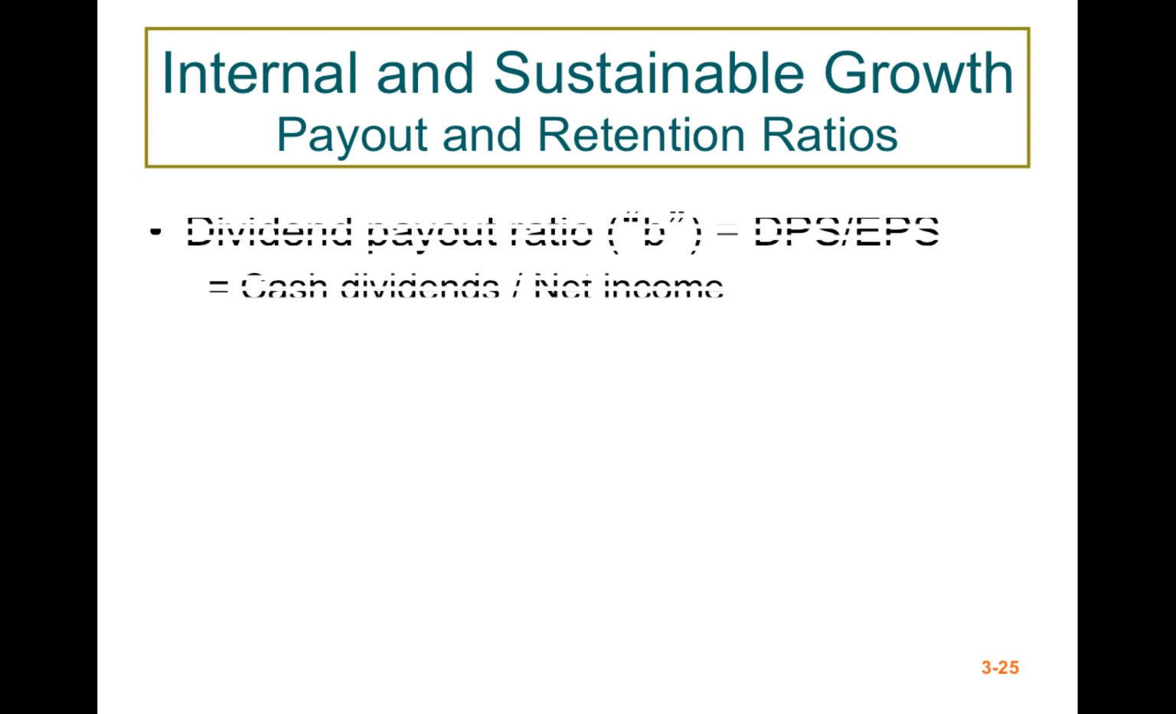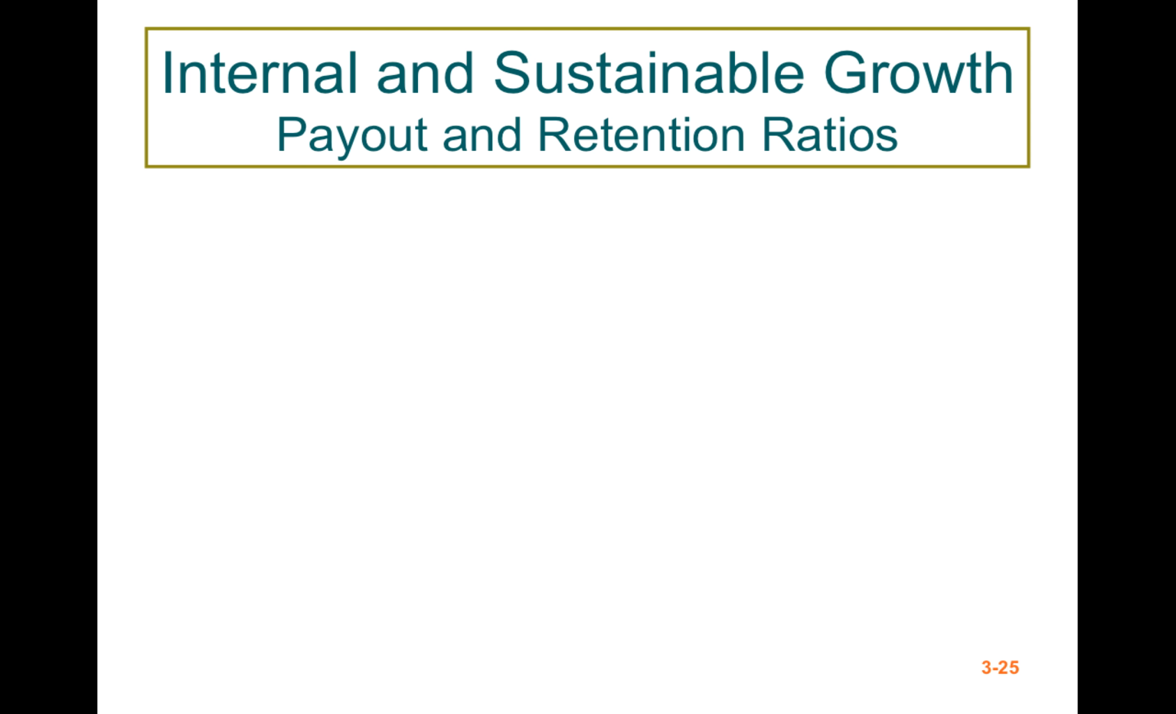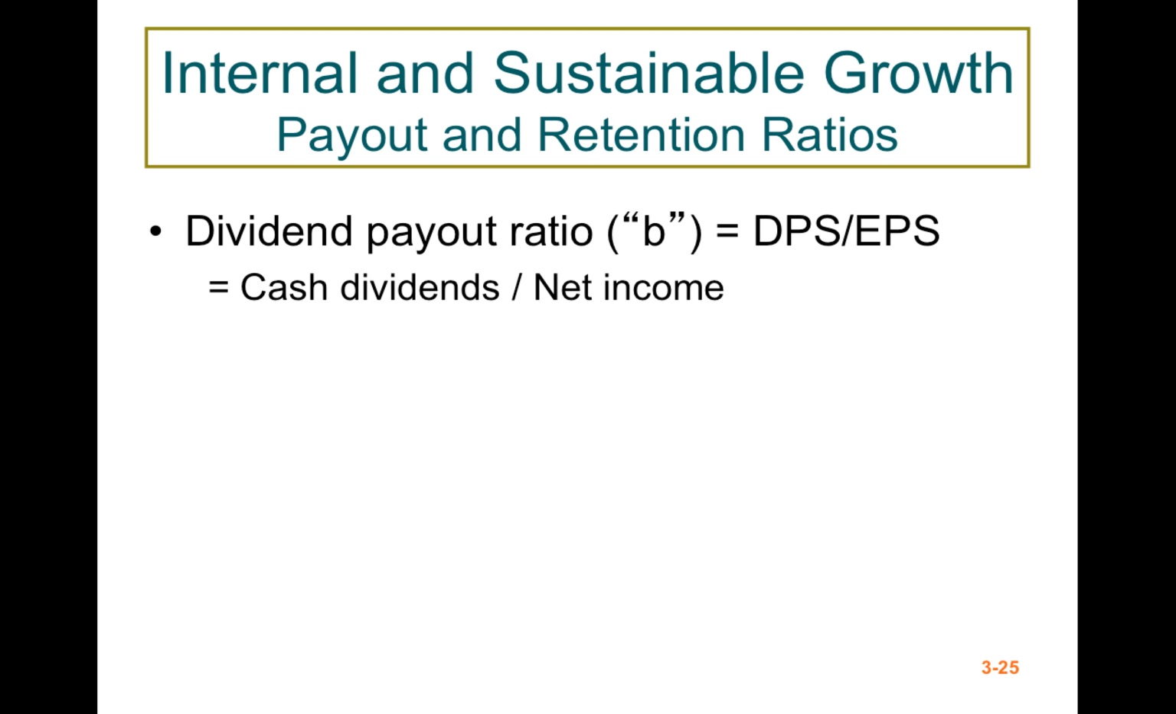The text goes on to talk about internal and sustainable growth, payout and retention ratios. To give you an example, the dividend payout ratio, how much should you pay out in terms of your dividends, which they classify as the B variable here. So they look at dividends per share over your equity per share. Alternatively, cash dividends over net income.